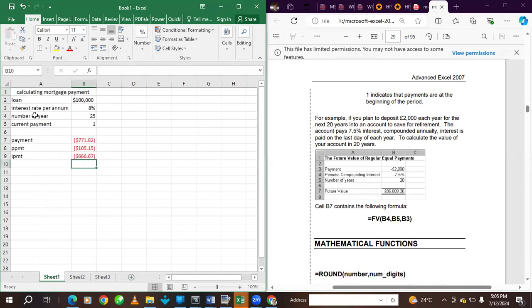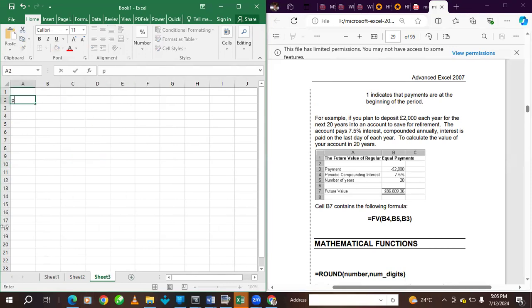When I copy this value here, we have our payment here. So I can just type here payment. After typing payment, we have period compounding interest. After period compounding interest, we have number of years.